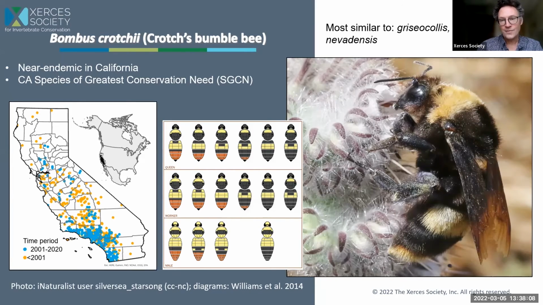It is large, it has very short hair, it has a short malar, short cheek, so the malar space ratio is less than 1. And it may or may not have red hair at the tip of the abdomen. It's a beautiful animal, it's very distinctive. The males have very large eyes. This one is fairly easy to learn to identify, and you're lucky if you run into it. This is one of the 6 California species of greatest conservation need, and our acronym for that is SGCN.